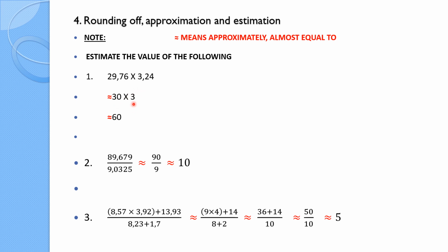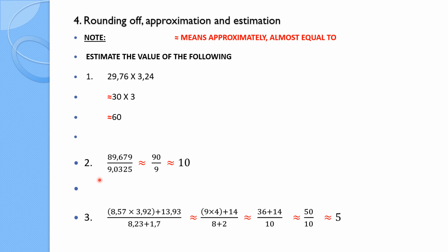3.24 is approximately 3. So 30 times 3 would give me 90. Oh, the way I'm making errors here, man. So 30 times 3 would give me approximately 90. I don't know how I get to 60. I'm making errors now, so excuse my error there.